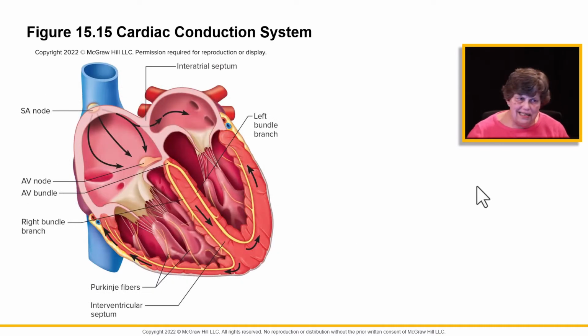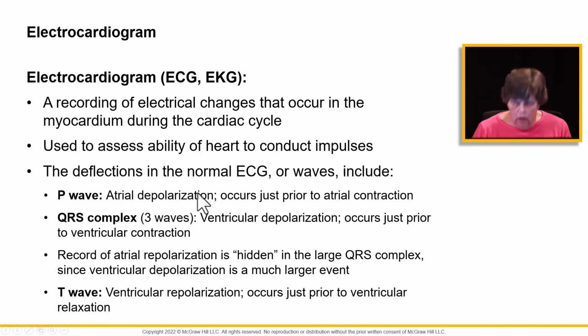Okay, so you can see this from the SA node down to the AV node to the AV bundle, and then we split into the bundle branches and then up the fibers so that we get everything contracting as one.